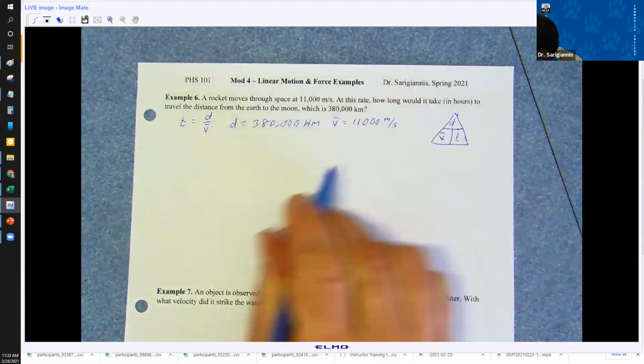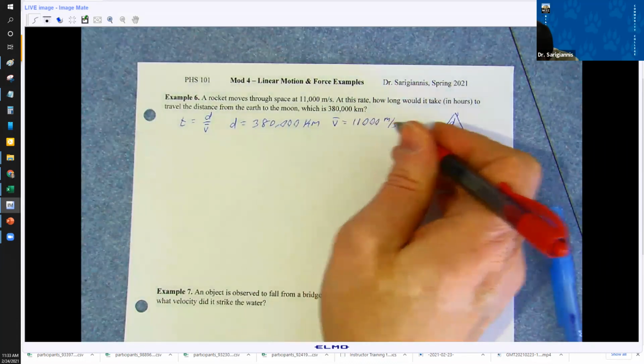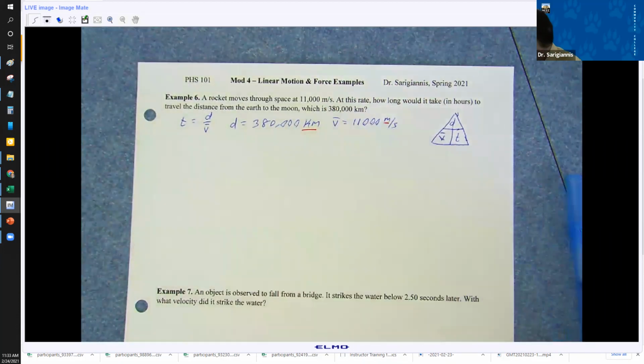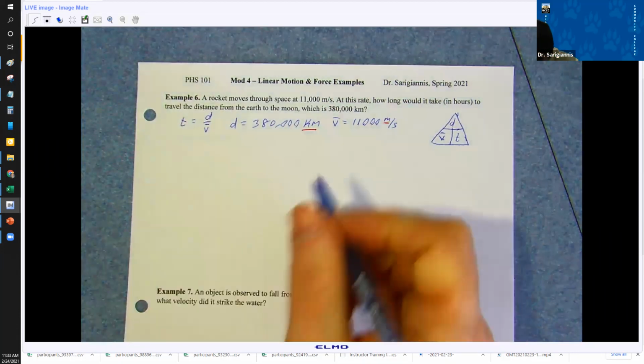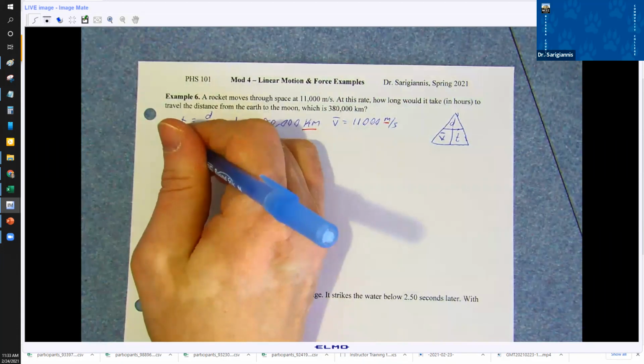I'm going to leave the comma out because it's going to get mistaken as a 1 at some point. Again, notice the units, right? Kilometers and meters. I'm going to rewrite the distance, I guess. Let's see.